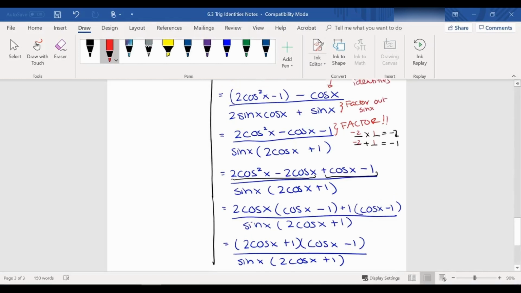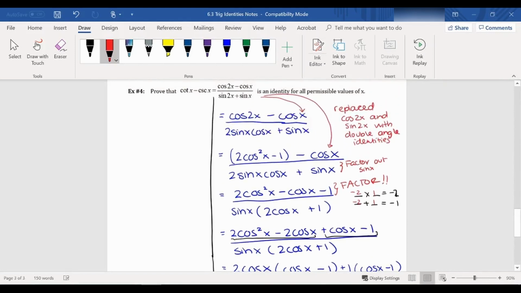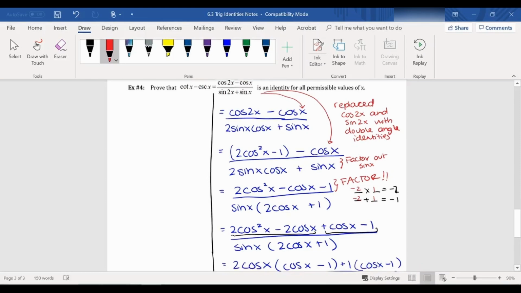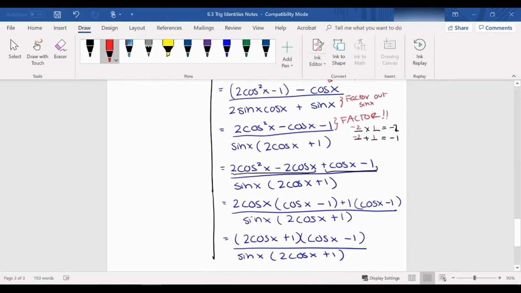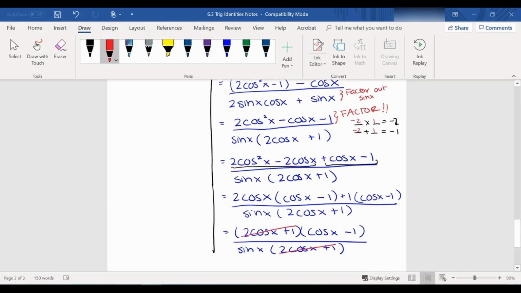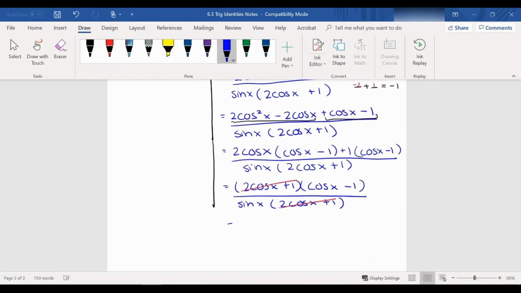So what we've done, we replaced our double angle identities. We've rearranged the top so that it looks like a nice quadratic. We factored sine x out of the bottom. And then the quadratic on the top, we've factored that. And now we'll see we have a common factor on the top and the bottom that can cancel out. And we are left with cosine x minus 1 over sine x.